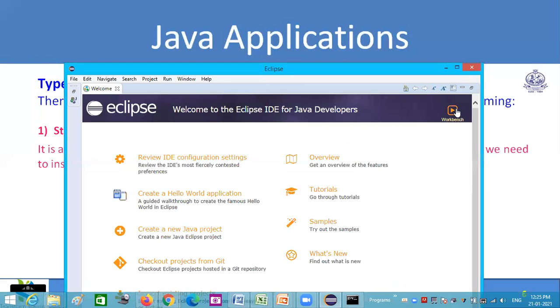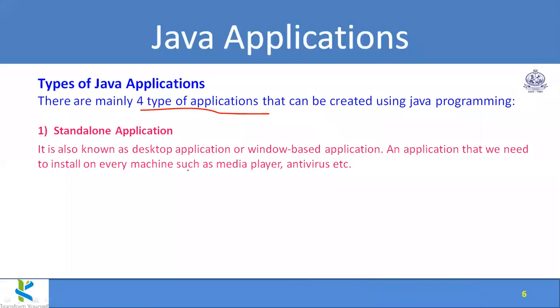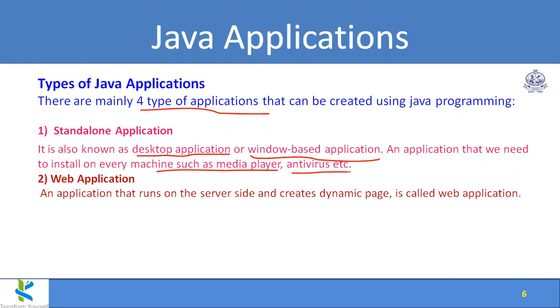We also call it a desktop application or window-based application. That is to be separately installed on each and every machine. Some examples could be a media player or antivirus software. These are all standalone applications.